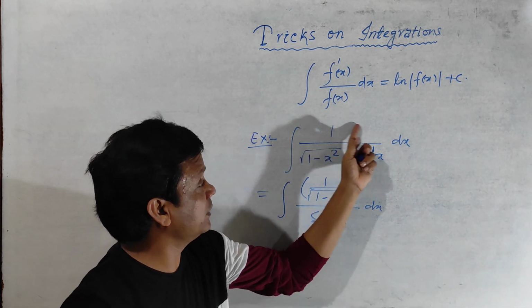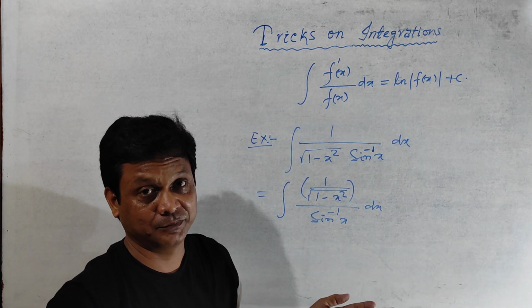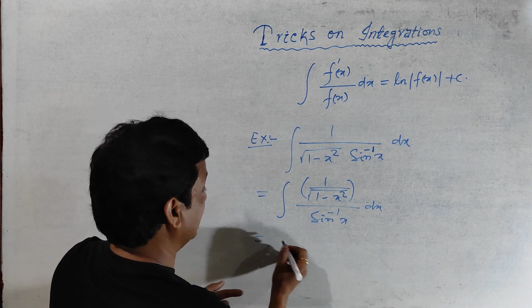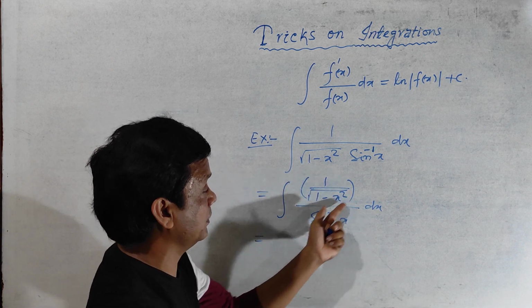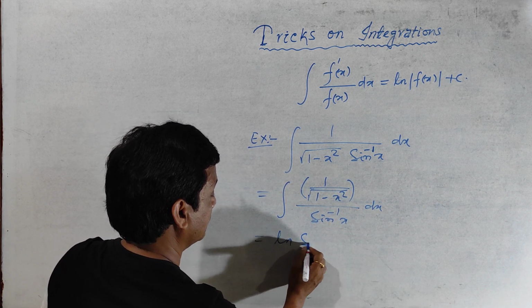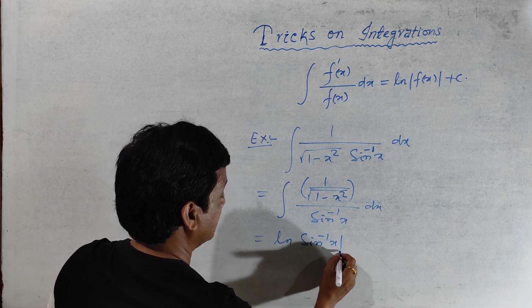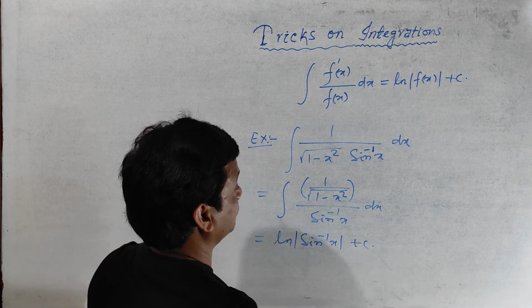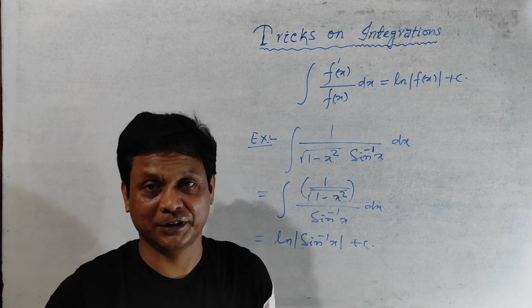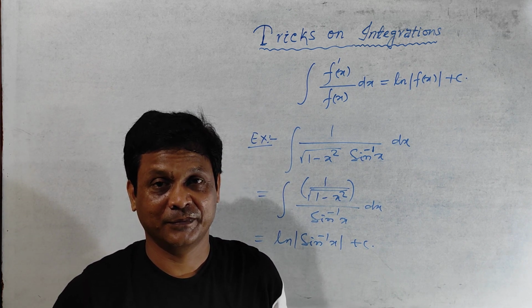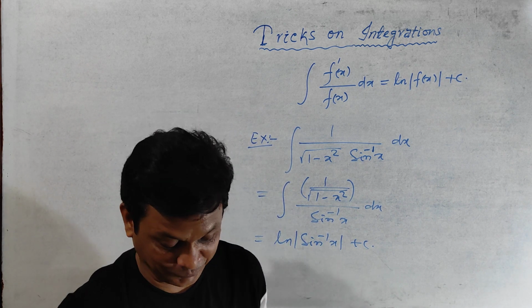I am rearranging this one like this. Here, the derivative of the denominator is this one. So it will be ln of sin inverse x, plus c. Clear? Clear or not? See here.